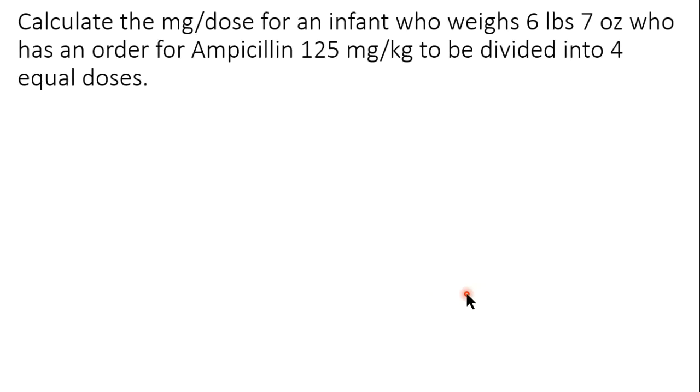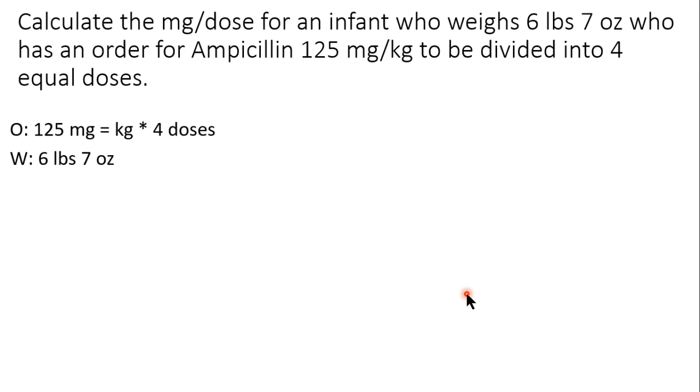Calculate the milligram per dose for an infant who weighs 6 pounds 7 ounces who has an order for ampicillin 125 milligrams per kilogram to be divided into 4 equal doses. So our order is 125 milligrams per kilogram, and that has to be in 4 doses. And the weight of the patient is 6 pounds 7 ounces.